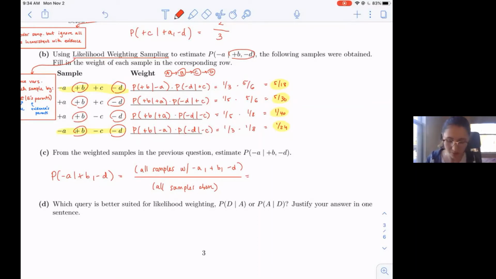And we're going to take those weighted probabilities from here and sum them together as part of our numerator. So we're going to have 518 plus 124. And then we're just going to divide by all of the other summed probability values.